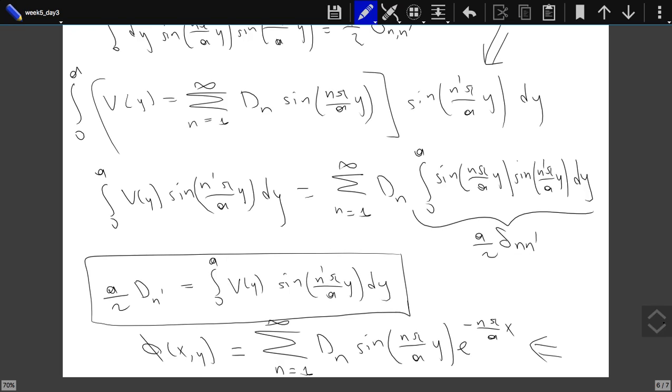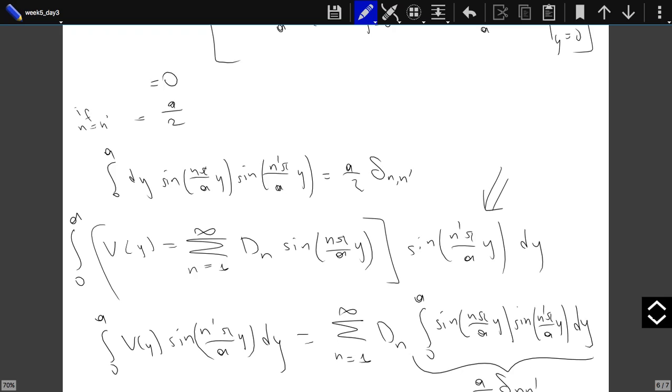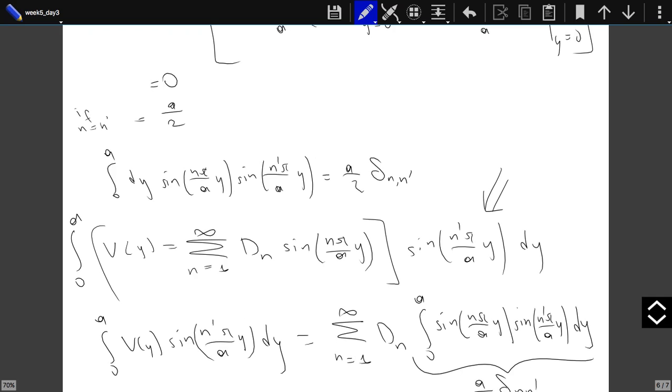In the previous part, why did we multiply sine n pi y over a by sine n prime pi y over a? And why did we take the integral? Yes, because I can. Yeah, basically, I know the answer.